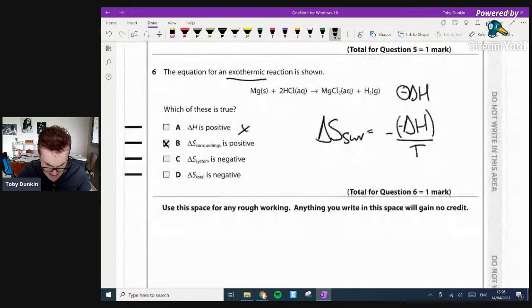The entropy of the system is negative. So we're going to lose disorder. It's going to become more ordered. Well, we've gone from a solid and aqueous to aqueous and gas. That's incorrect. That's going to have a positive entropy of the system value, and therefore the entropy total is negative.